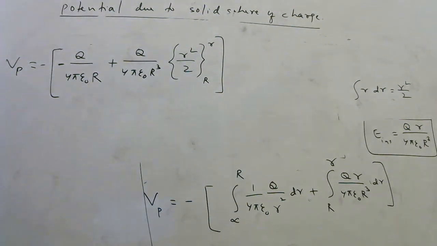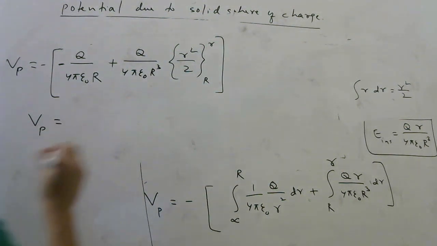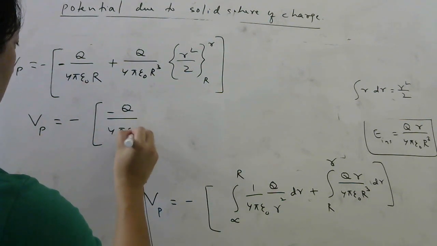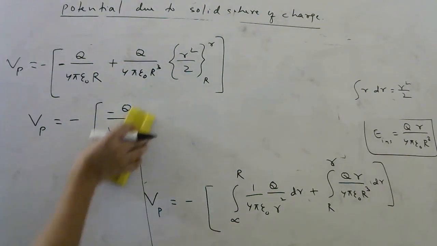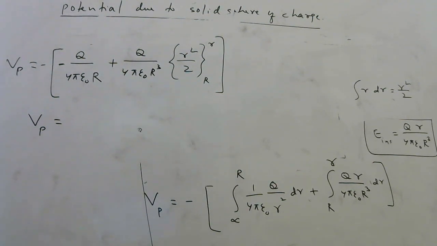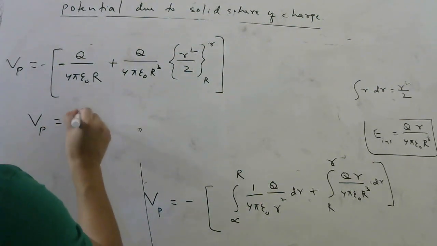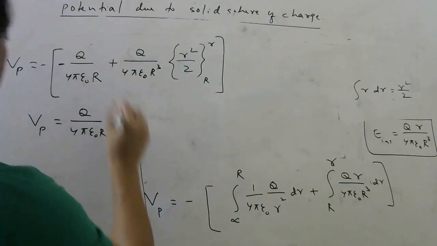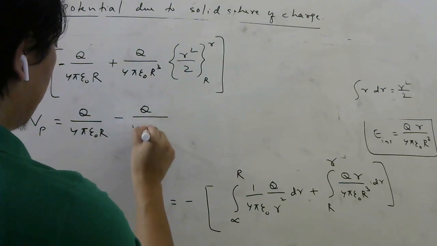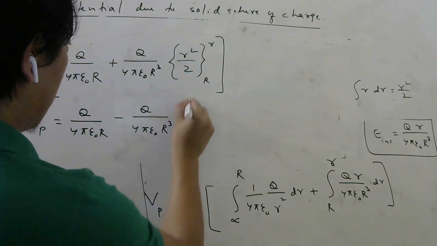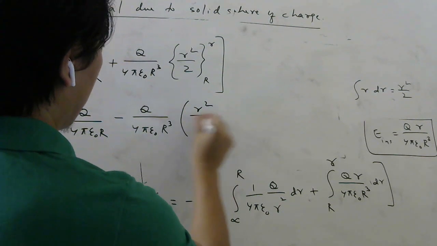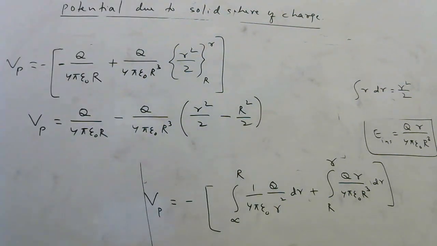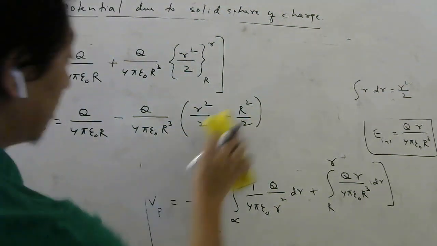Okay, so let us see what we will get. Potential at point P will be minus Q by 4 pi epsilon naught R. Or let us remove this minus sign. So what we will do, we will multiply. Minus minus will be plus Q by 4 pi epsilon naught R. Minus plus is minus Q by 4 pi epsilon naught R cube. And here we will put the upper limit R square by 2 minus the lower limit r square by 2. Then let us open this bracket also.